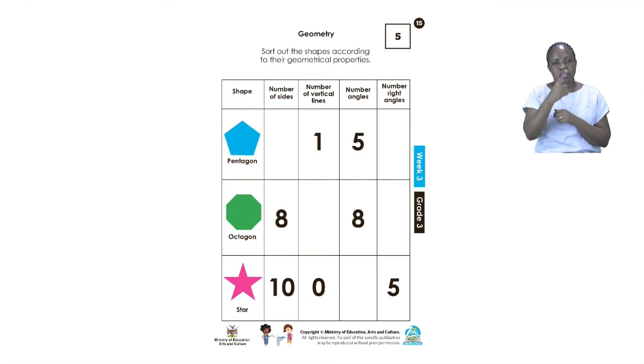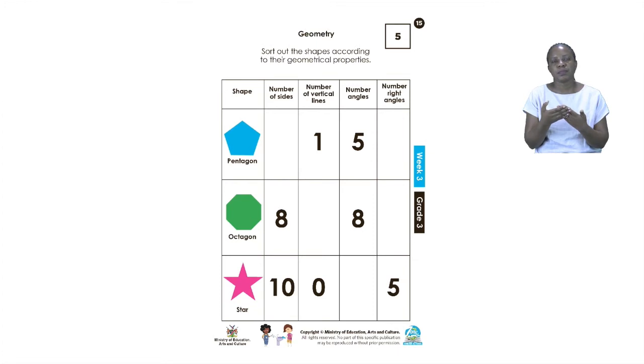Then after that, you are going to count the vertical lines. After that, you are now going to count the number of angles and then you're going to count the number of right angles. Now I want you to do this by yourselves so that you can check with the shape. Make sure that you have the correct one. But for now, I am going to help you with the terms that are used at the top.